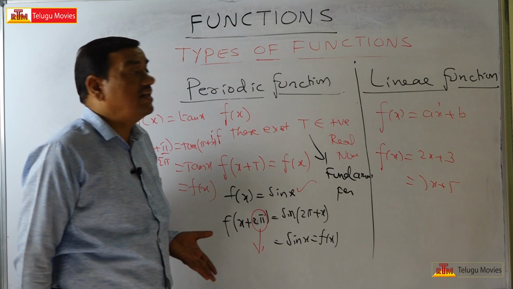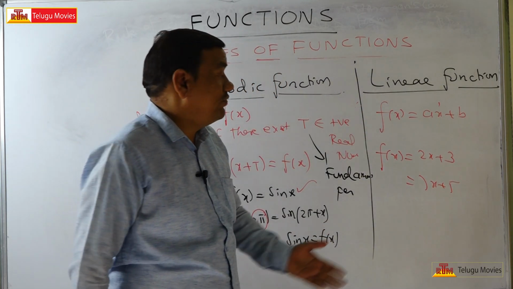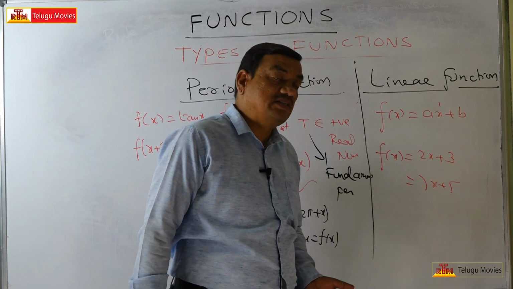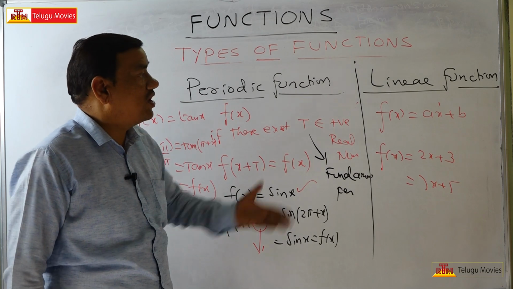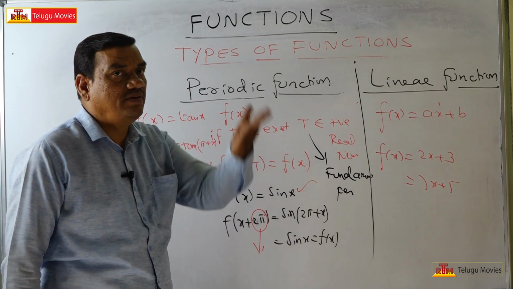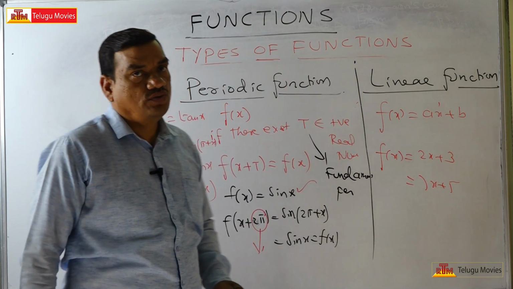Why do we call it a linear function? If you draw the graph, you will get a straight line. If you draw the graph of y is equal to 2x plus 3, y is equal to 7x plus 5, you will get a straight line. That's why we call it a linear function. Straight means linear. Understand this? So I hope that you understand these two functions. Okay na? Right.